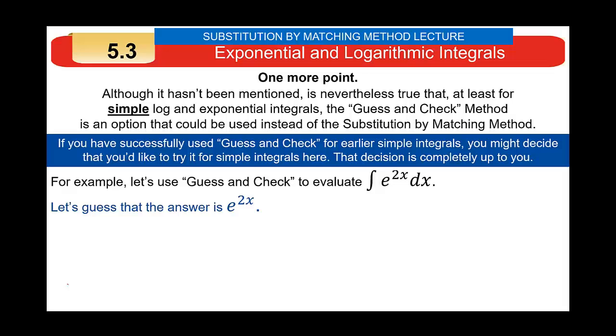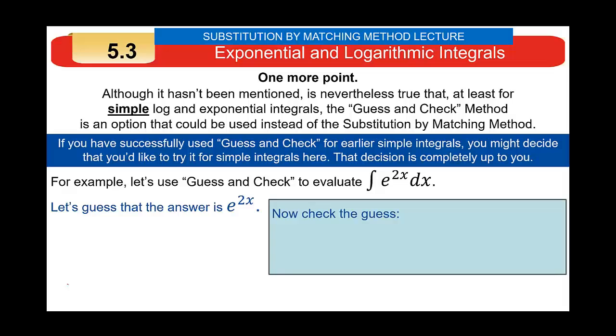Guess and check says to check your guess by taking the derivative and see if it matches the integrand. The derivative of your guess has to match the integrand. But the derivative of e to the 2x is e to the 2x times 2, because the derivative of an exponential is the exponential times the derivative of the exponent. And of course you can write that as 2e to the 2x. And you can see it doesn't exactly match. You get the e to the 2x part, but you don't get the 2. In fact, your answer has a derivative twice as large as we want.